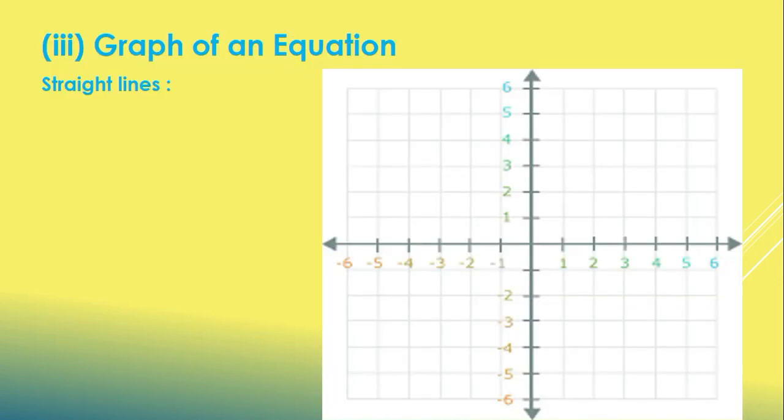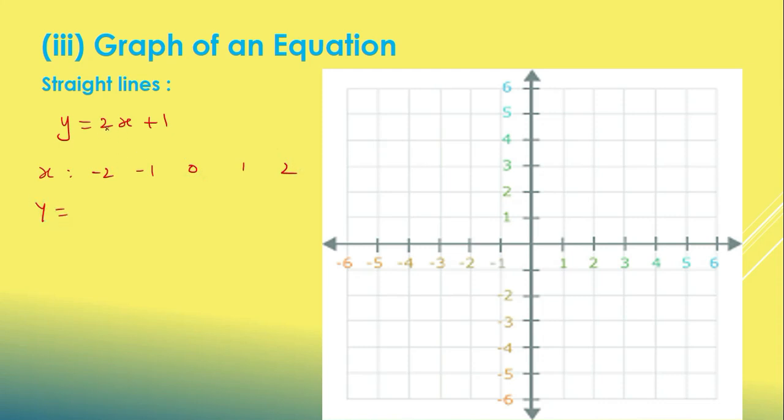Well, what's next is the graph of an equation. How to draw graphs for a given equation. Let's discuss straight lines first. If I want to draw a straight line, y is equal to 2x plus 1, there are different ways. You can give x values. X starting from minus 2, minus 1, 0, 1, 2, and you can get y values.